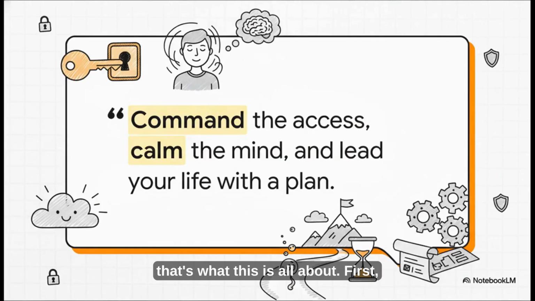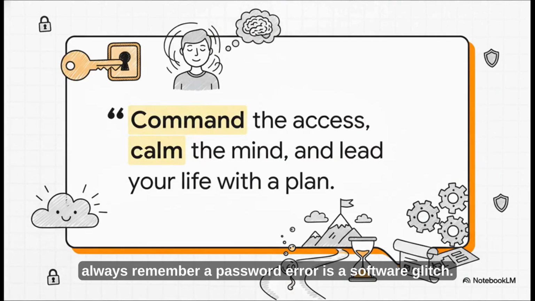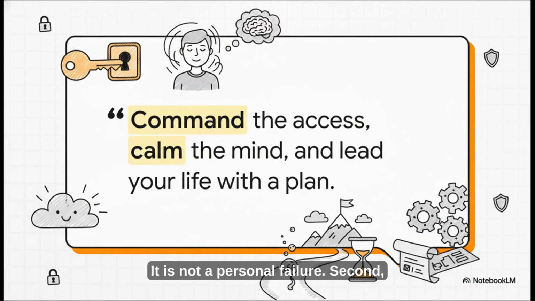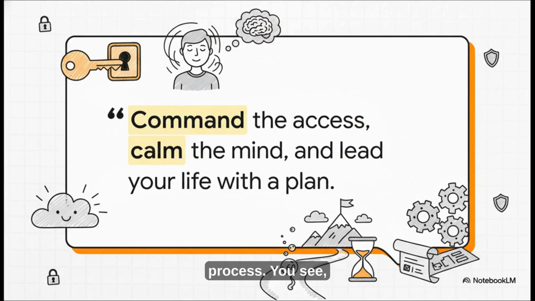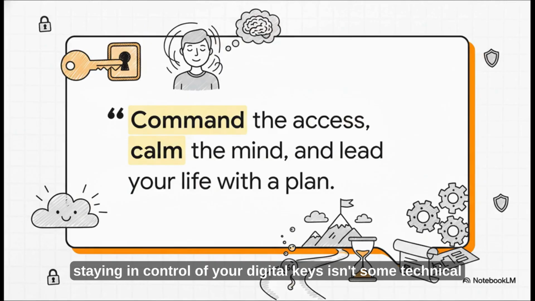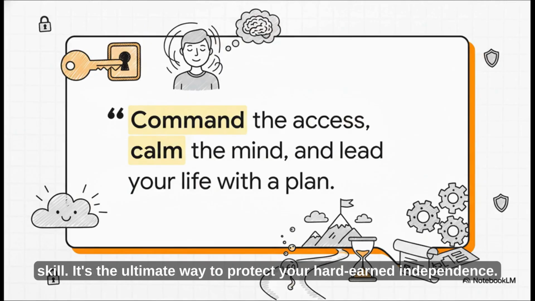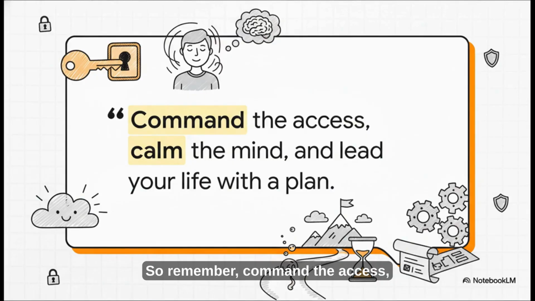Because in the end, that's what this is all about. First, always remember, a password error is a software glitch. It is not a personal failure. Second, your most powerful tool is that 60-second oxygen break. That's the habit that lets you shift from panic back to process. You see, staying in control of your digital keys isn't some technical skill. It's the ultimate way to protect your hard-earned independence. So remember, command the access, calm the mind, and lead your life with a plan.